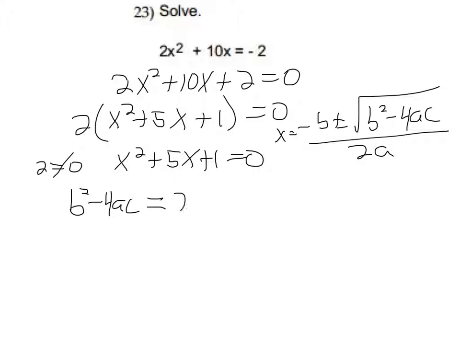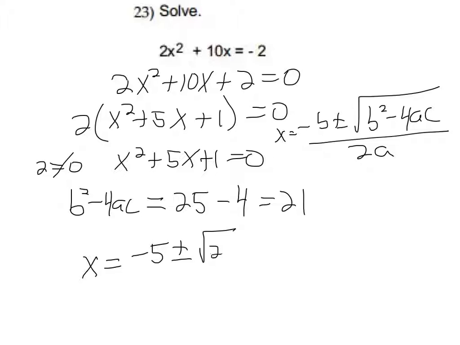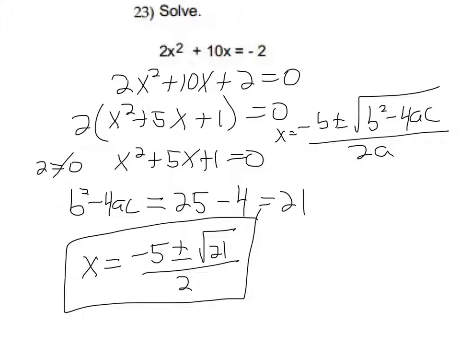B squared, 25, minus 4ac, minus 4, is 21. That does not simplify nicely, so we move to the quadratic formula. x equals opposite b, negative 5, plus or minus the square root of 21, all over 2a, which is 2. And we're done. That's it. Square root of 21 does not simplify.